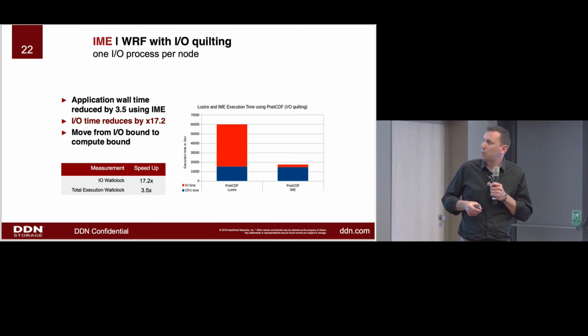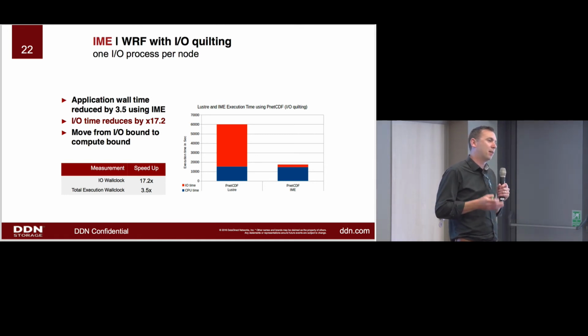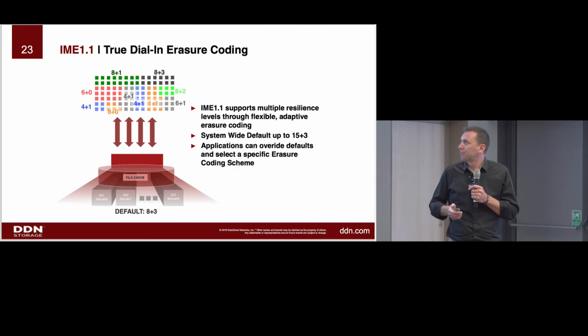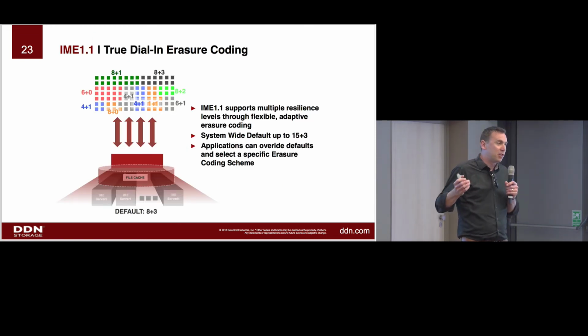We get about a 17.2x speed up in the I/O times comparing across Lustre and IME. And that's really to do with this random I/O effect, and particularly the shared file I/O effect. And that has an overall runtime impact of a 3.5x speed up.